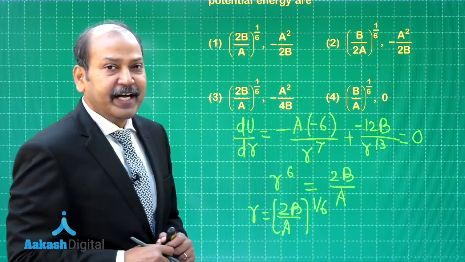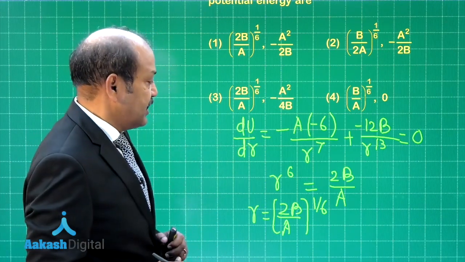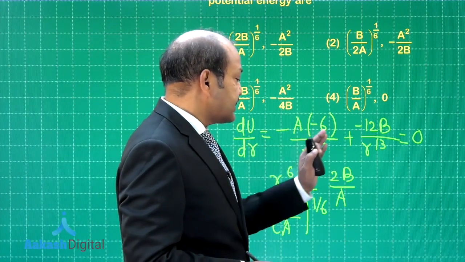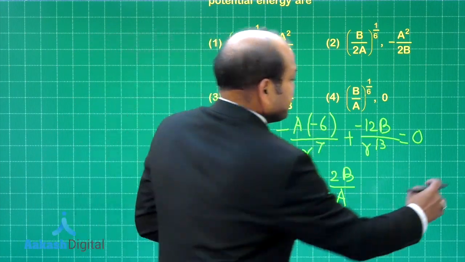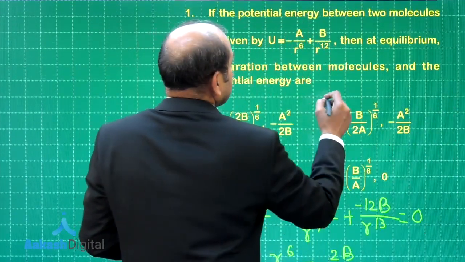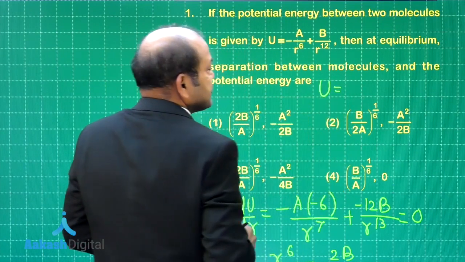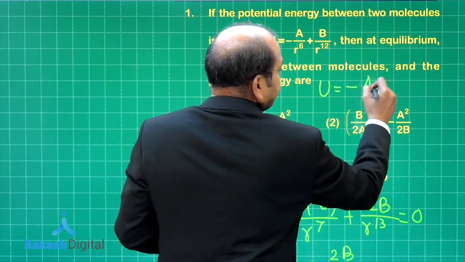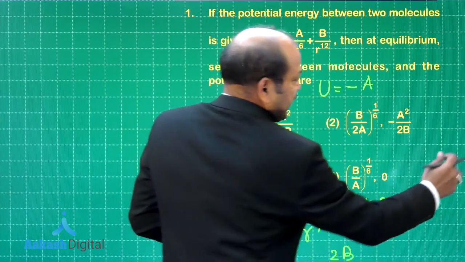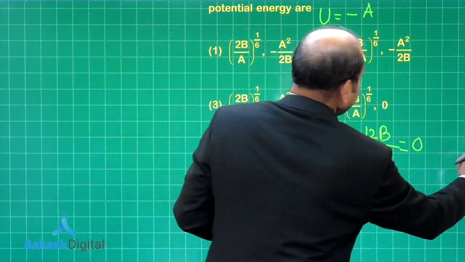We also have to find the expression for the potential energy in that case. So, let us put r to the power 6 as 2b by a in the expression for the potential energy, and that will give us the potential energy at equilibrium separation U as minus a divided by r to the power 6, and we have seen r to the power 6 is 2b divided by a. Let us put it there.